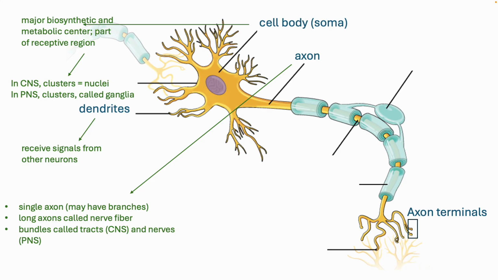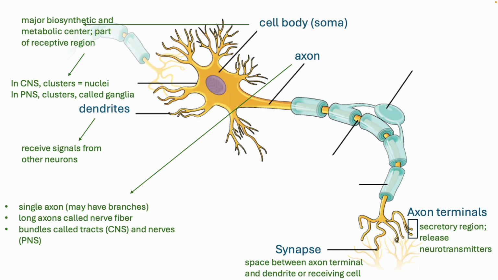The axons will end in axon terminals. The axon terminals are the secretory region of the axon. This is where the neurotransmitters are going to be stored and released into the extracellular space so that they can interact with either an effector or the next neuron in the circuit. So this extracellular space where the neurotransmitters are released is what is known as the synapse. The space between the axon terminal and the dendrites or receiving cell is literally what that component is.